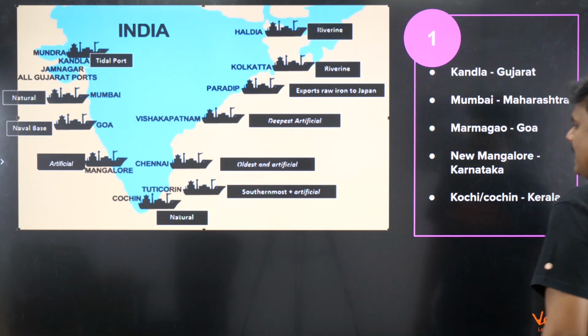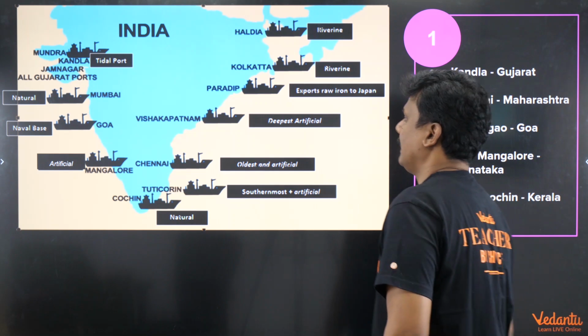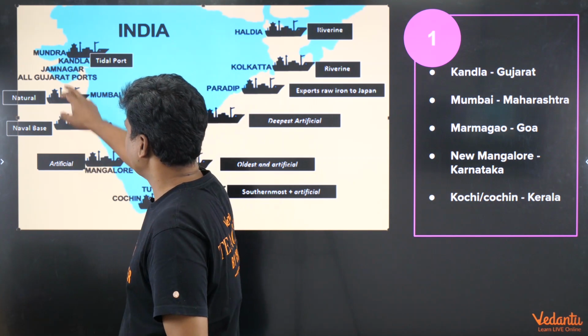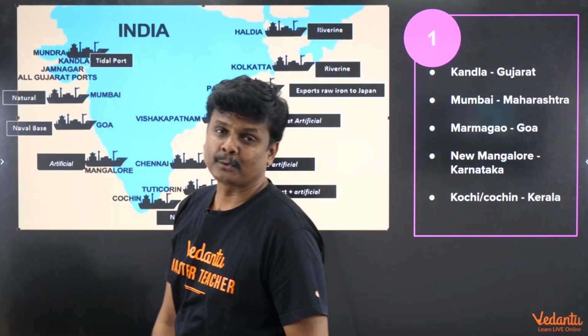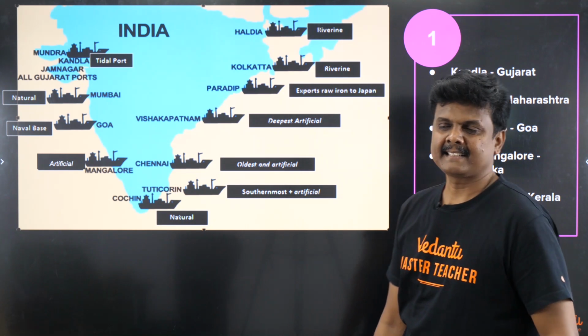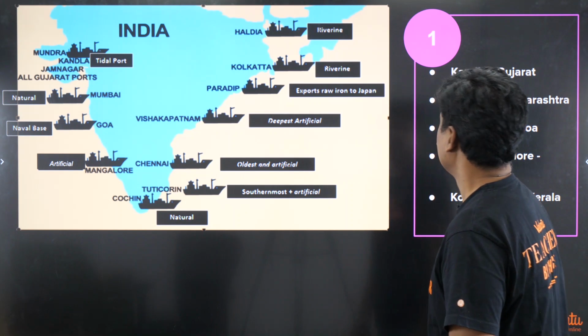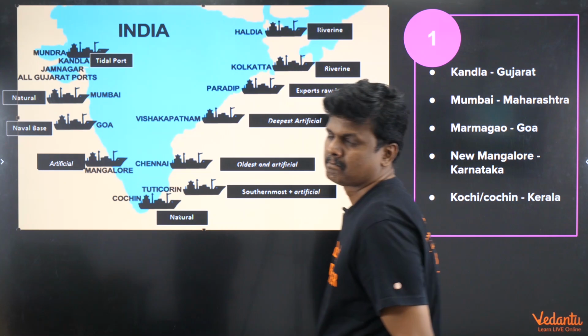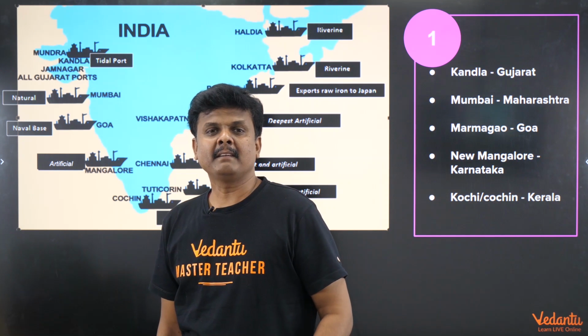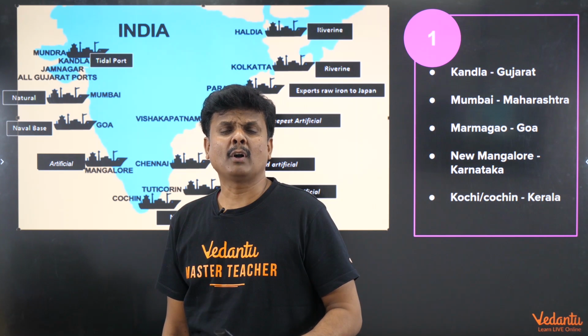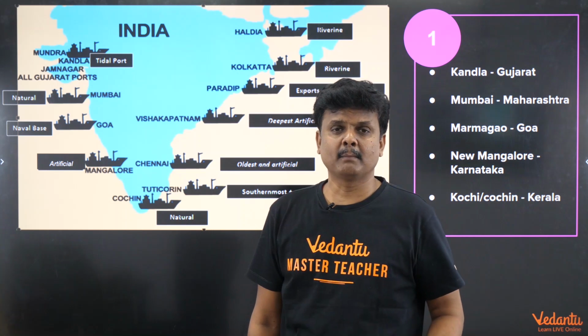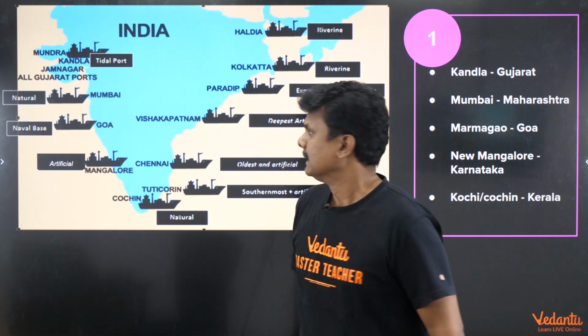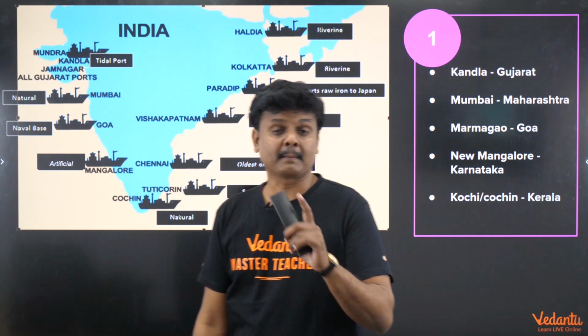So let's start with Gujarat, Kandla. Kandla in Gujarat is a tidal port. And number 2 is Mumbai. Remember, the main reason why a lot of businesses started thriving in Mumbai is because of the port. And that's a natural harbor, guys.